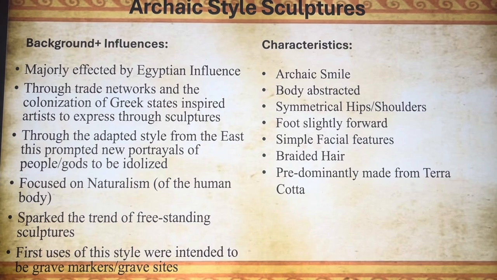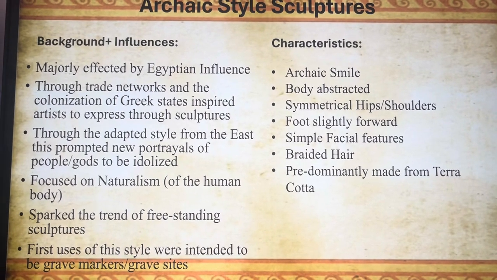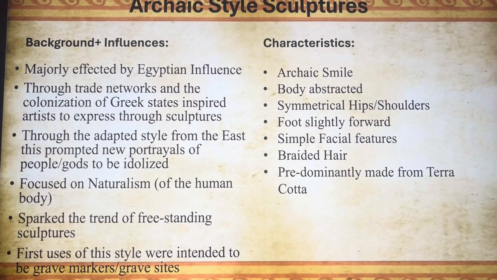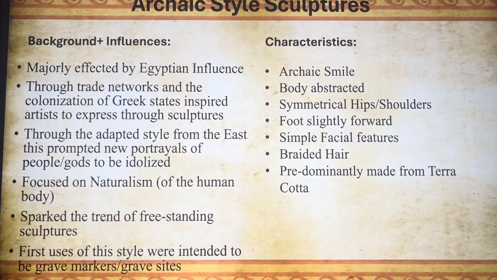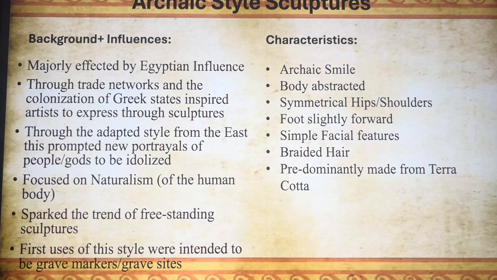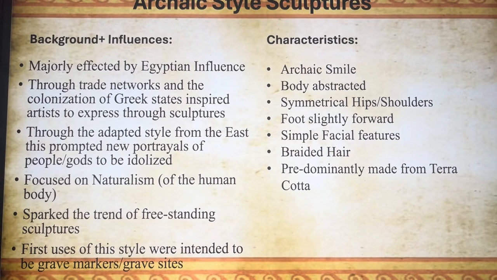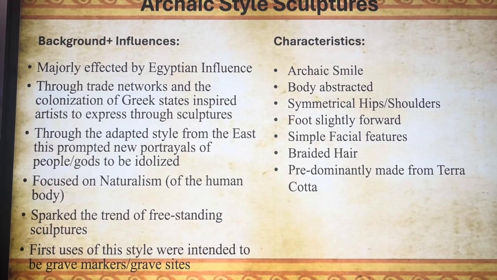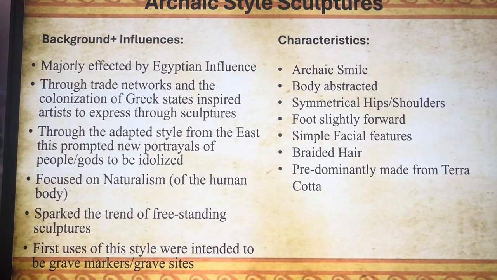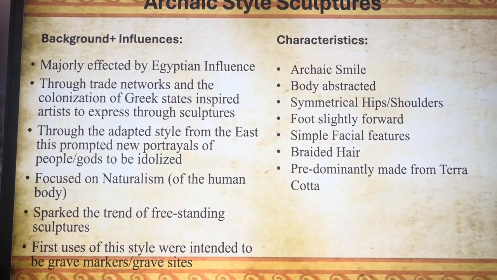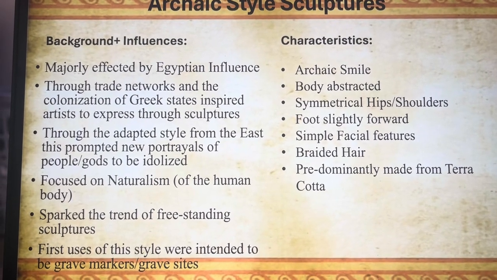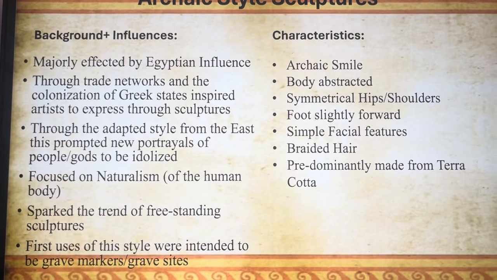So a little bit of background, or we'll start with characteristics. An archaic smile is often seen on a lot of the archaic style sculptures. They have a very abstract body, symmetrical hips and shoulders. The foot is always slightly forward, and they have simple facial features. Another thing that you always see is braided hair. But yeah, majority affected by Egyptian influence.